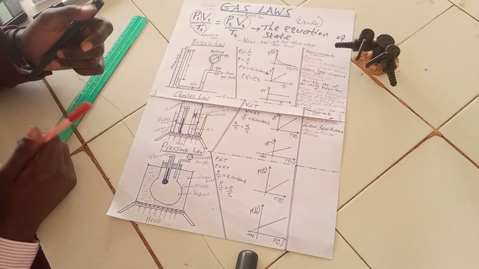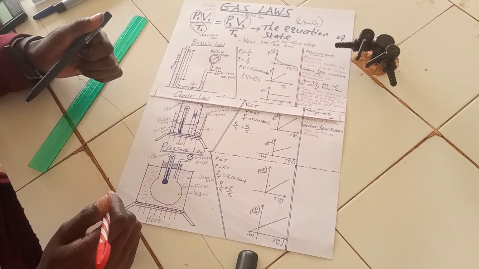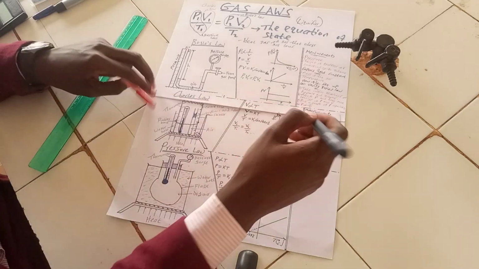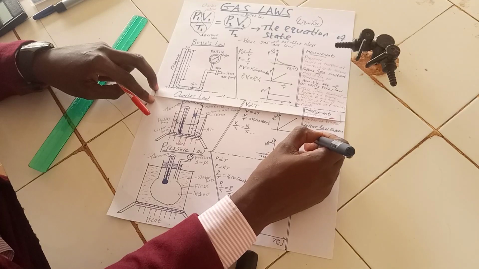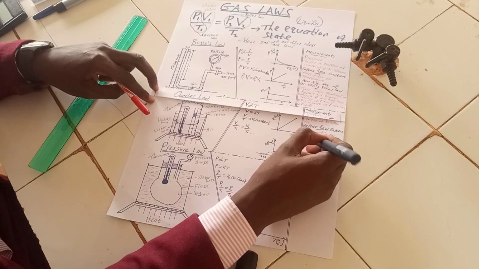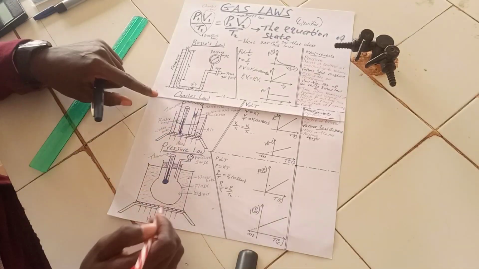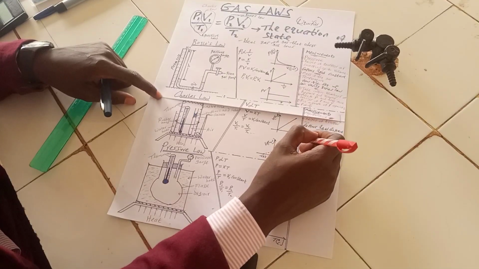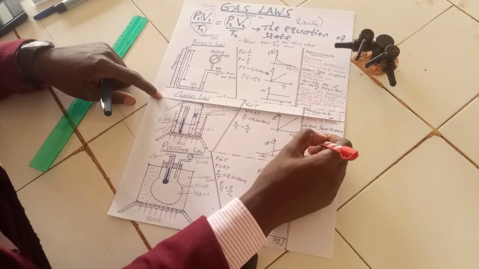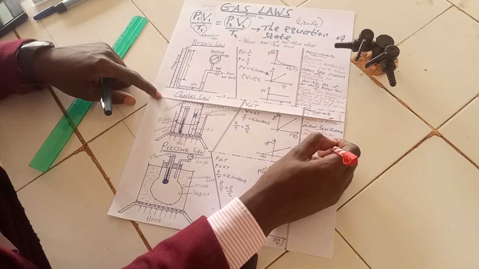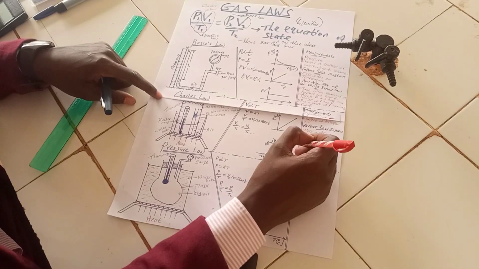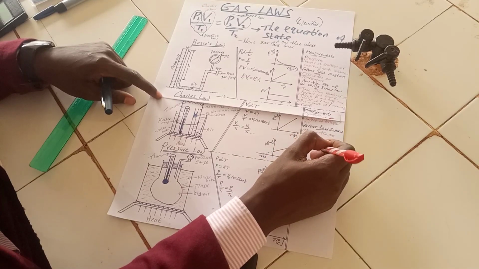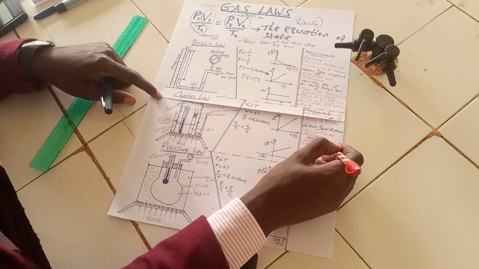Then, before we go to how it can be used to verify Charles' law, we can also look at the function of the stirrer. What is the essence of the stirrer? The stirrer we have here stirs the liquid for uniform heat distribution.